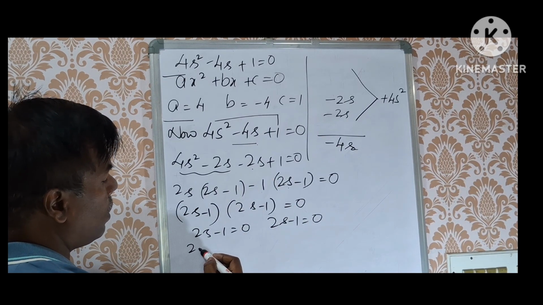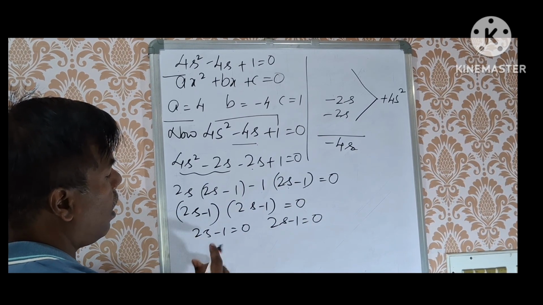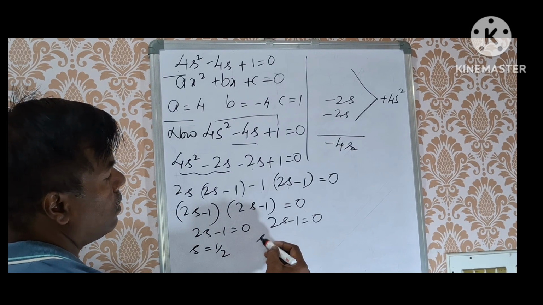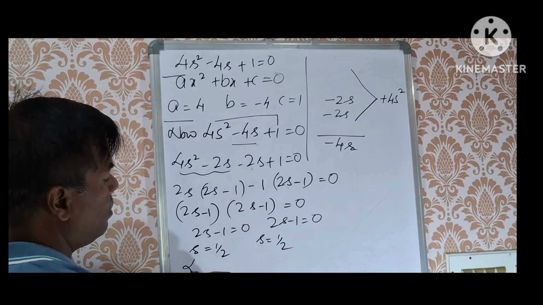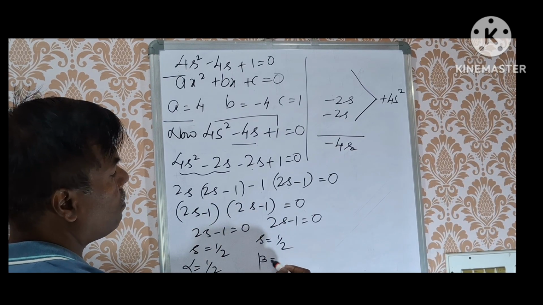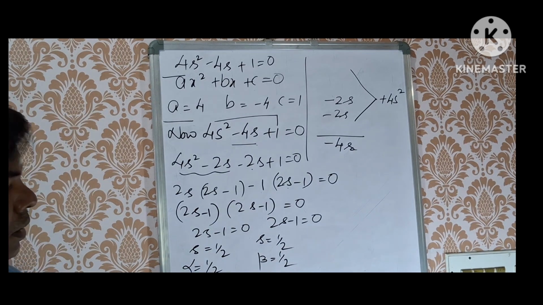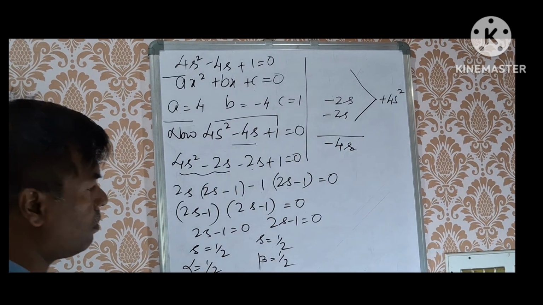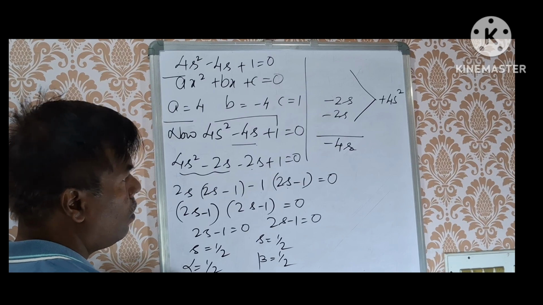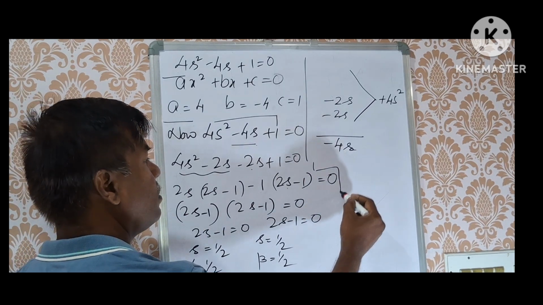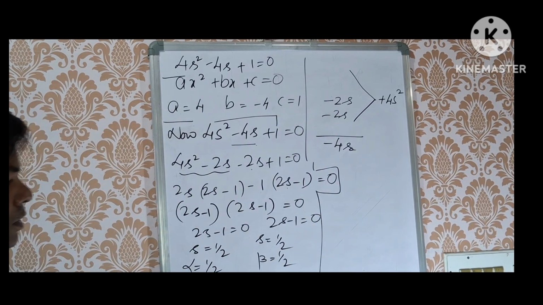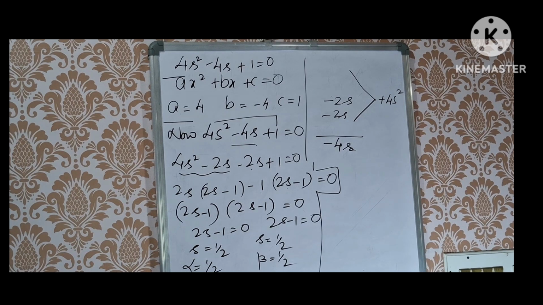So, 2x equals 1 or x equals half. x equals half. This is the value of alpha. This is the value of beta. These are the zeros. Now find the relationship between zeros and coefficients. What is the relationship between zeros and coefficients?